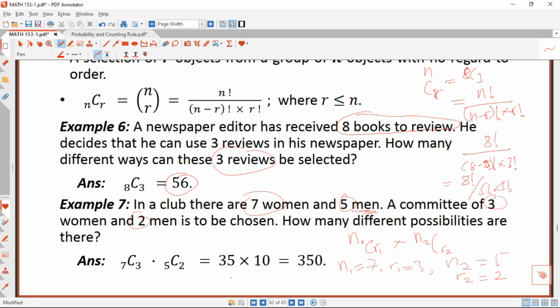So here we are going to have 7 combination 3, that is N1 combination R1, times N2 combination R2, which is 5 combination 2. Once you multiply these together, we are going to get 35 times 10, of which our final answer will give us 350. So that is how the combination rule works.